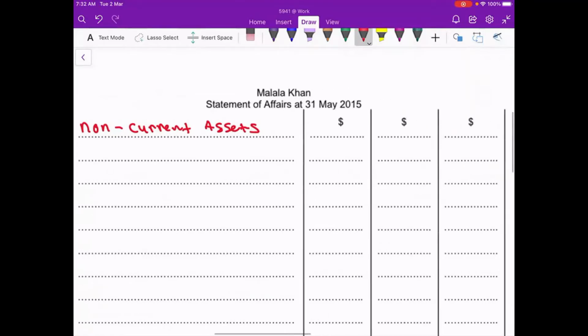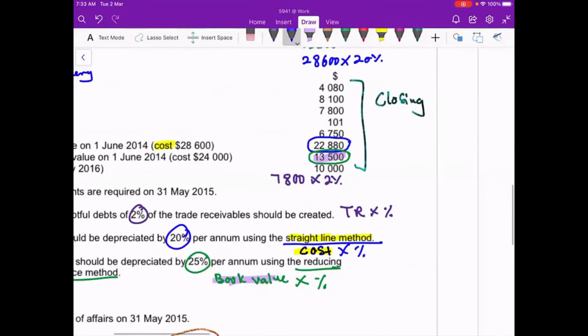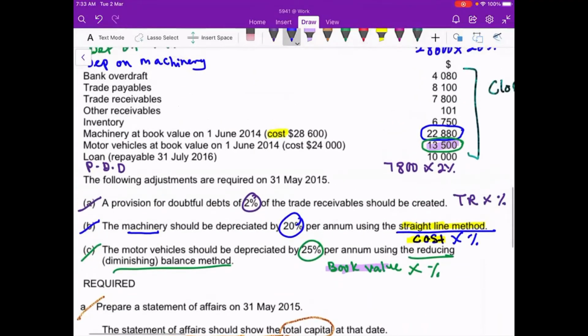Okay, for my non-current assets, we have cost, accumulated depreciation and book value. Now what is the first non-current asset that we can see in the question? I go to the question, I check. Yes, the first one I can see is machinery. How much does the machinery cost? The machinery cost is 28,600.